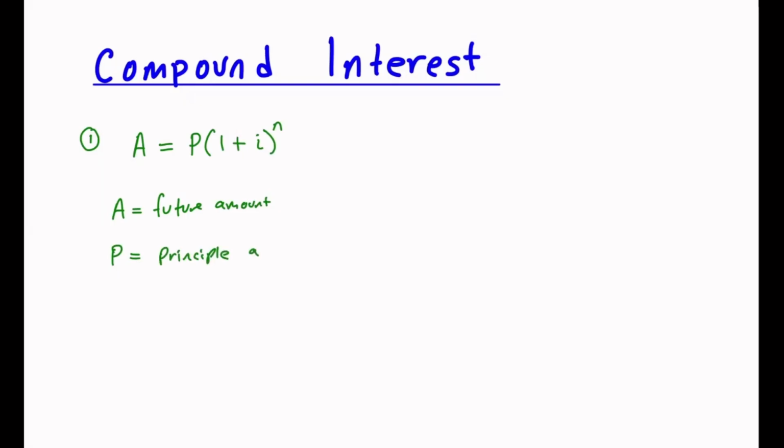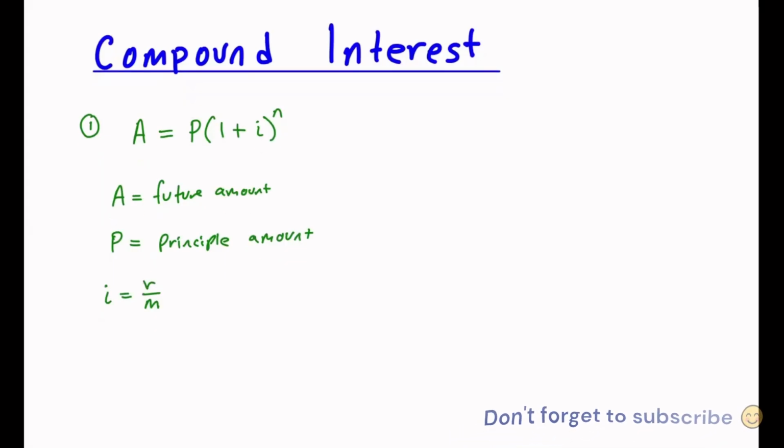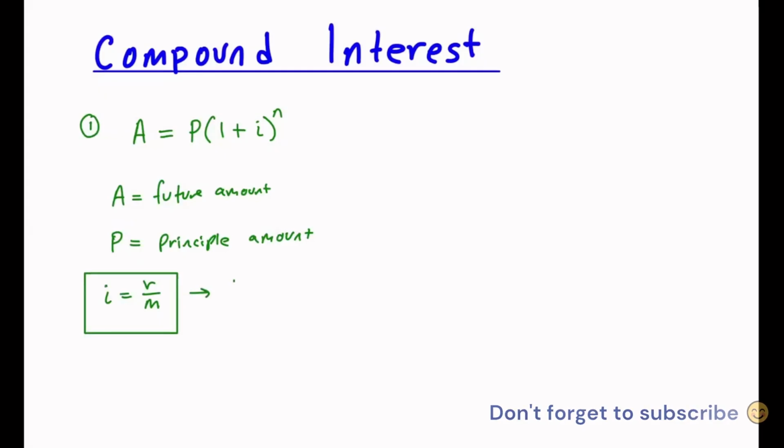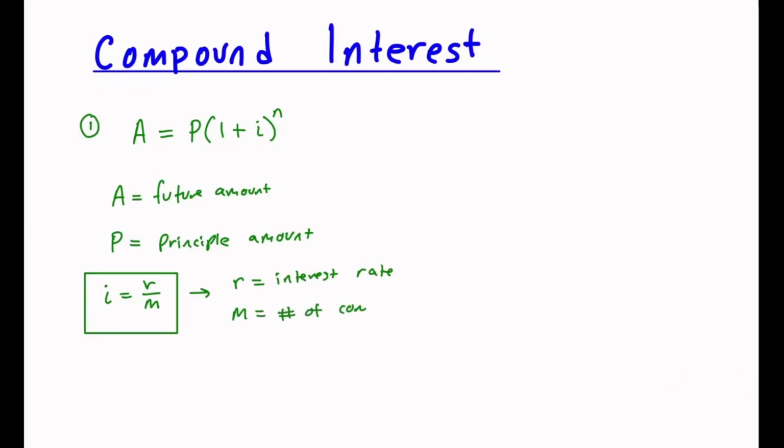Then we have i. Now, i is a little technical. It has another definition. This is r over m. Now, we need to define what is r, what is m. So note that if i is defined as this formula, then from this formula, r is going to be the interest rate, which is expressed in decimal. Then you have m, which is going to represent the number of compounding periods in a year.